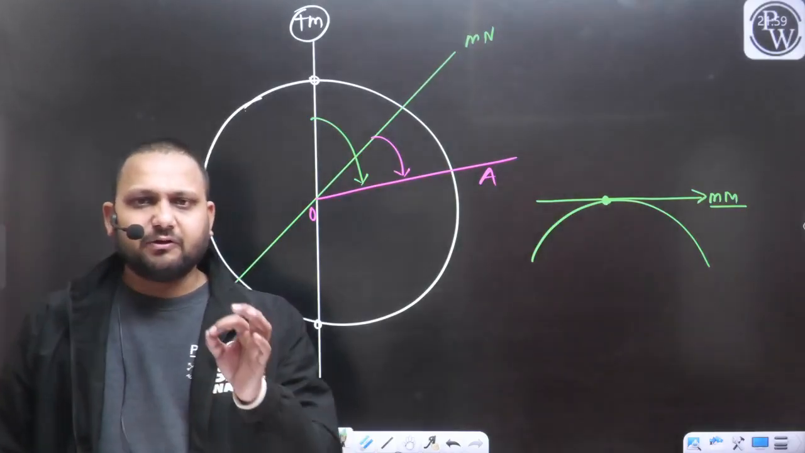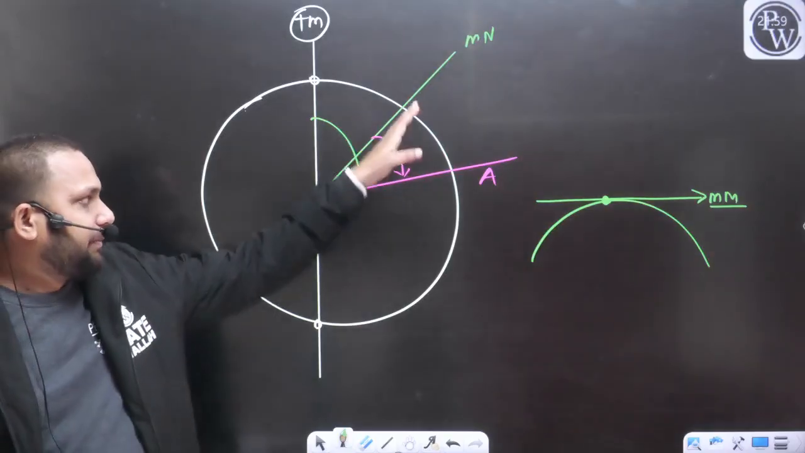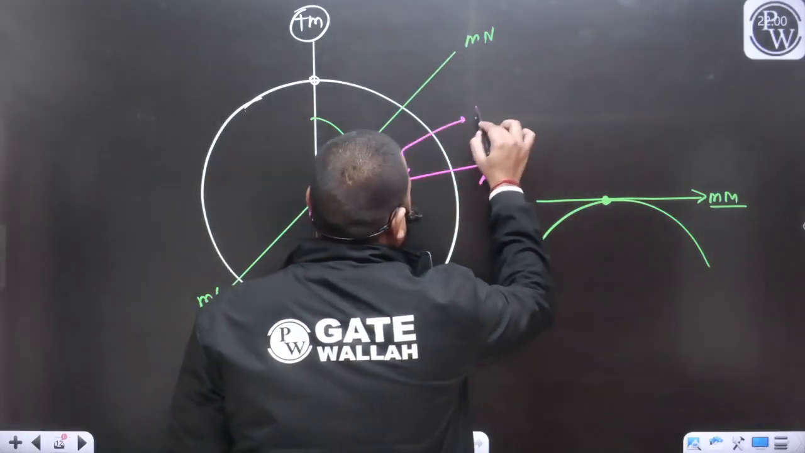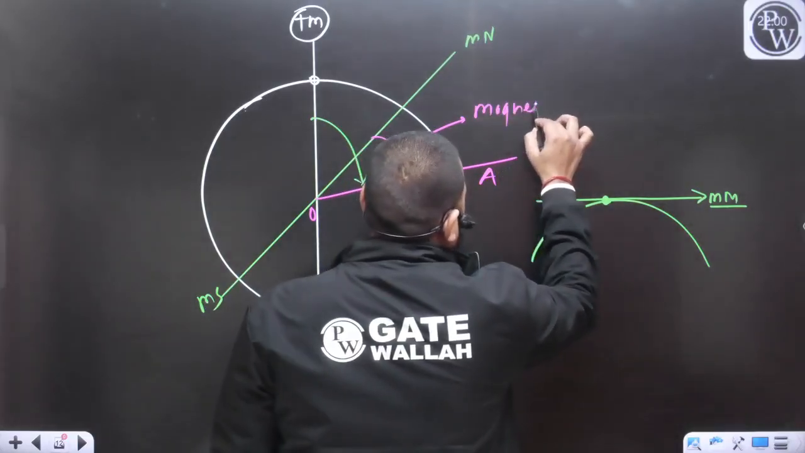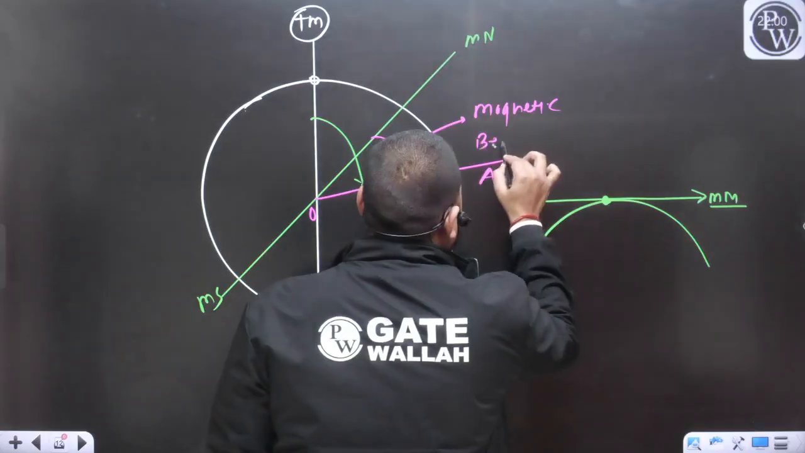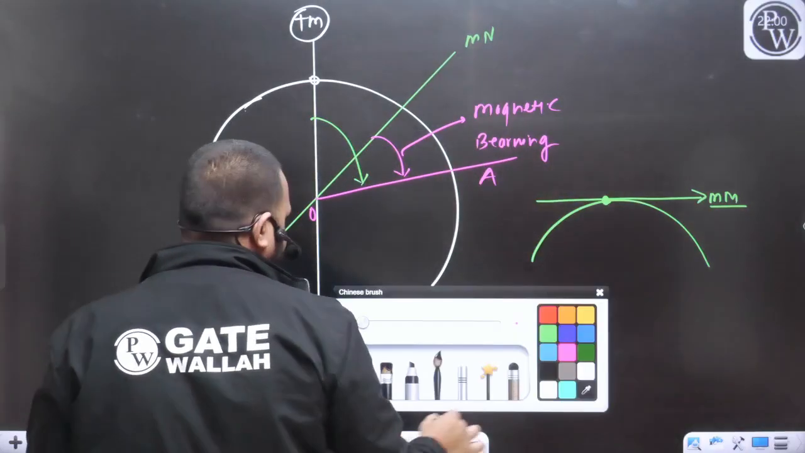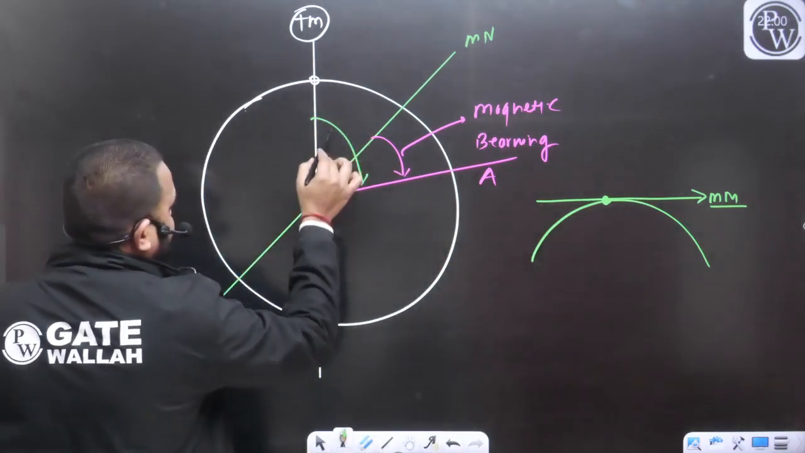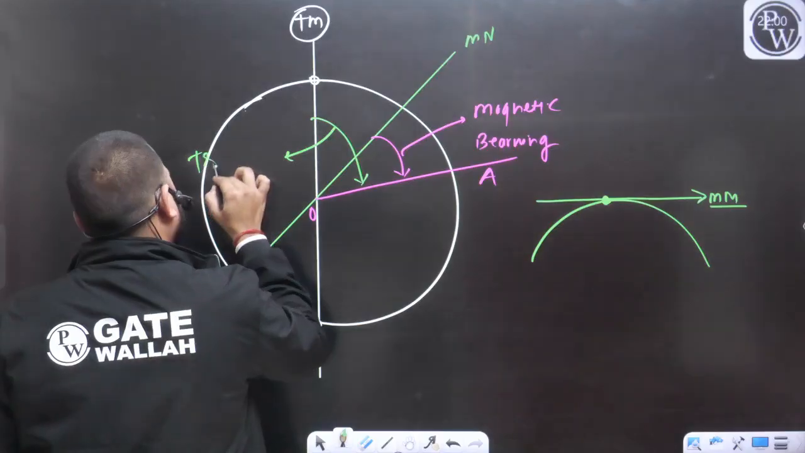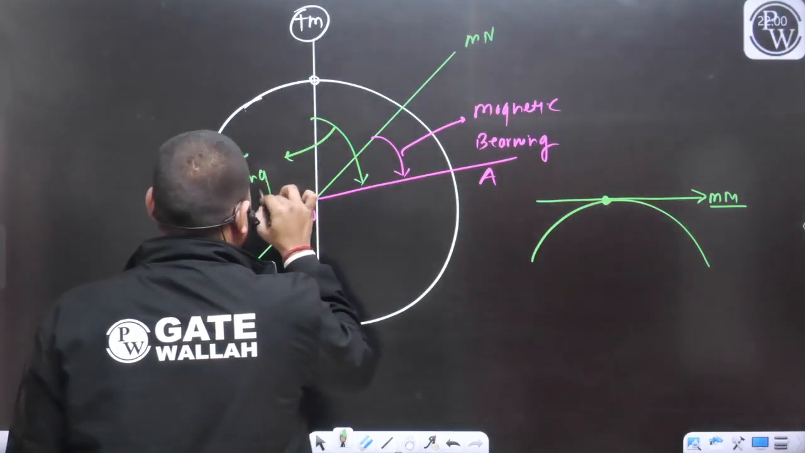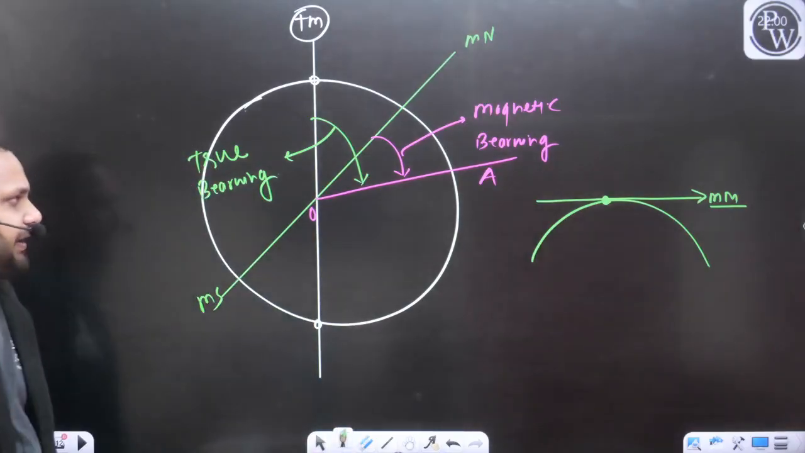The angle that you are measuring with respect to the magnetic meridian is known as the magnetic bearing of the line OA. The angle you are measuring with reference to the true meridian is known as the true bearing of the line OA.